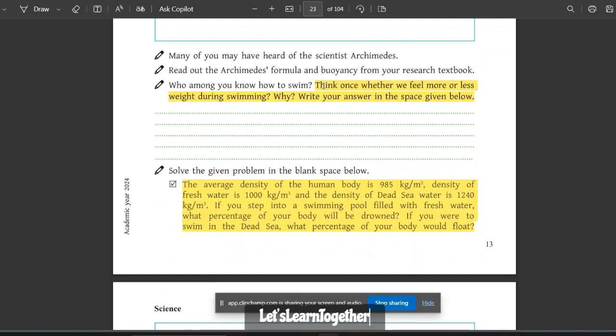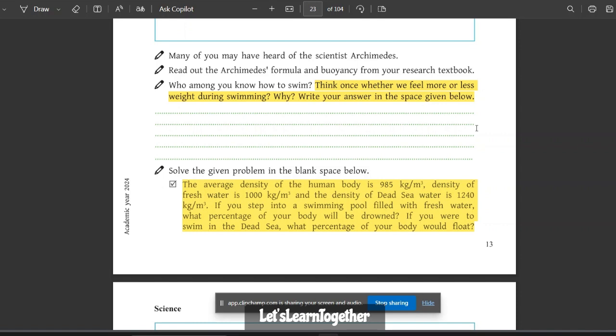আচ্ছা, এখন নেক্সট কোয়েশ্চেনটা হলো: think once whether we feel more or less wet during swimming. Why? Write your answer in the space below. আমরা দেখো যখন আমরা সুইম করি তখন কি হয়, আমরা একটু লেস ওয়েট ফিল করি। লেস ওয়েট ফিল করার মানে কি আসলে? ওয়েট বলতে কি বোঝানো হয়?